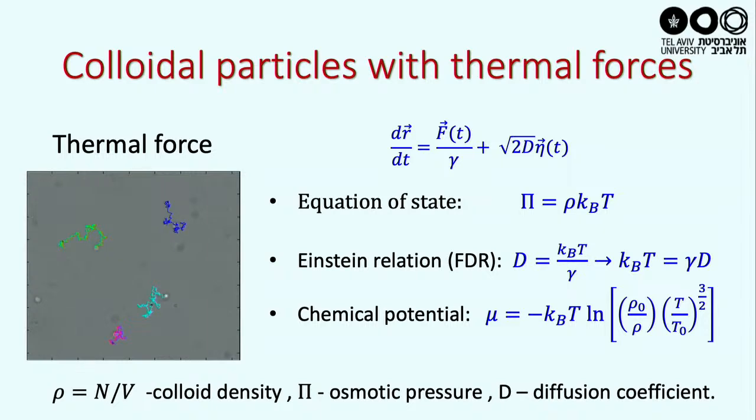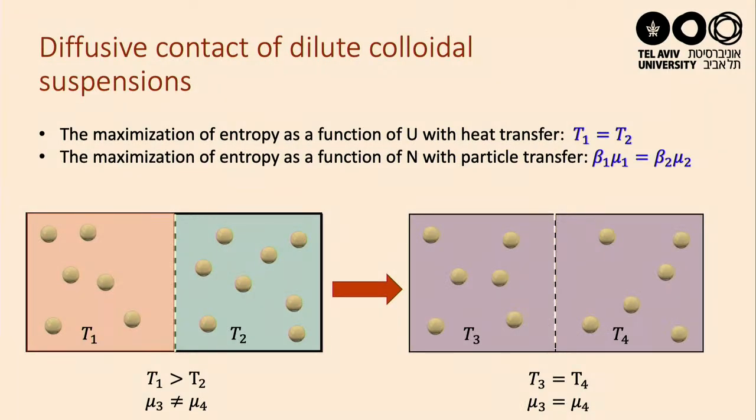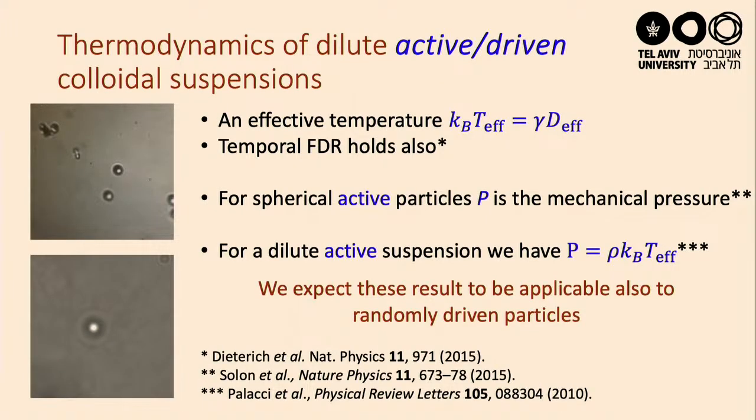And you're seeing here basically a few particles until something equilibrates. And what actually has to equilibrate? So in equilibrium, we maximize entropy as a function of the internal energy to get one condition, which is equal temperatures. And then we do the same for the number of particles, and we get the second condition, Einstein relation or effective temperature.